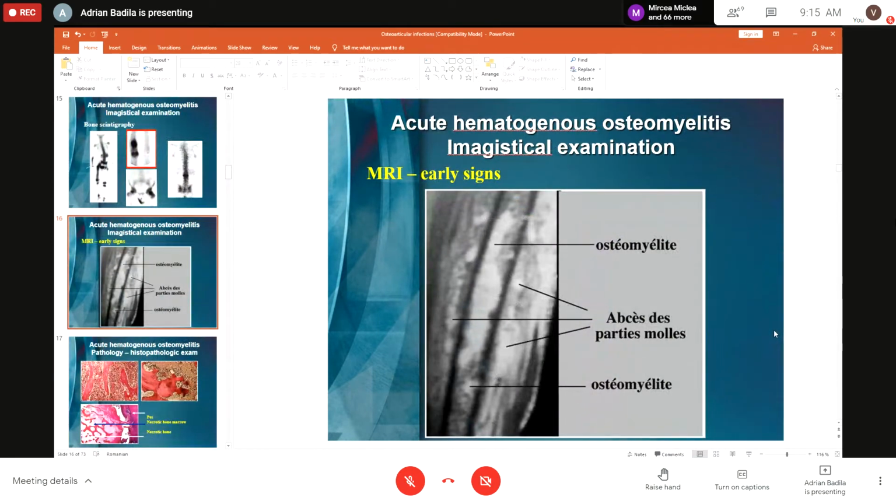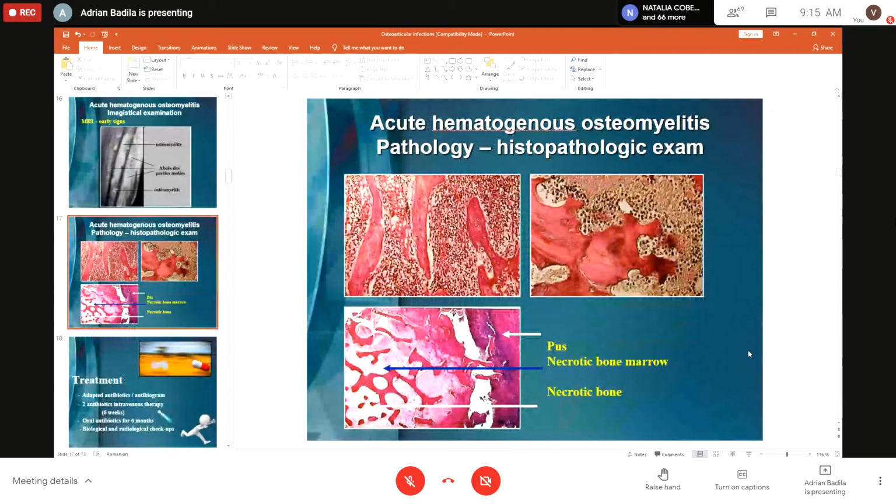The MRI can provide also early signs of osteomyelitis, and in this image you can see osteomyelitis inside the bone, but also an abscess in the soft tissue around the bone. The histopathological examination can provide also information about the infection, and we have some images here with pus, with the necrotic bone marrow and necrotic cortices.